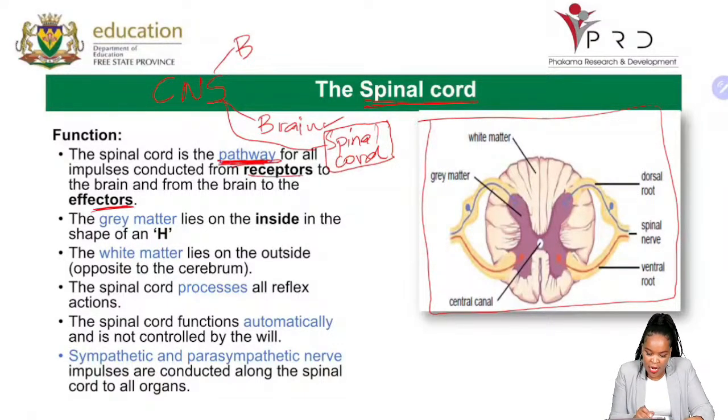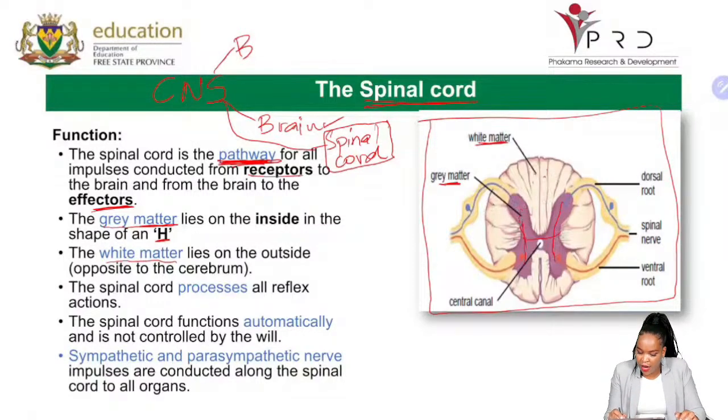Right. And then the spinal cord has a gray matter which lies inside, in the shape of an H. So if you see here, in the middle, you find something that looks like an H. That is the gray matter of the spinal cord. Then, the white matter lies on the outside of the gray matter. So here, this is your white matter, and here is your gray matter. So the H forms the gray matter, and surrounding the H is white matter.